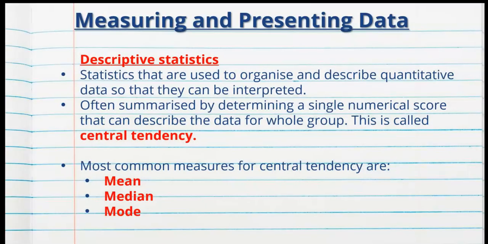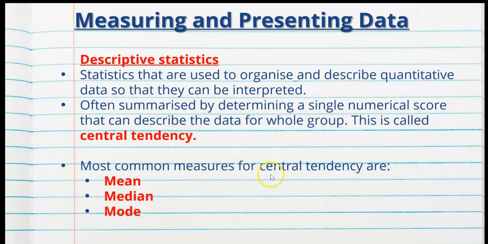So, when we measure and present data in psychology, we use descriptive statistics, which are statistics that are used to organize and describe quantitative data so that they can be interpreted easily. Some of you may have gone through these measures of central tendency before, but a recap never hurt anybody. Often we summarize our descriptive statistics by determining a single numerical score that can describe the data for the whole group or sample that we have used when we've collected our results. This is called central tendency.